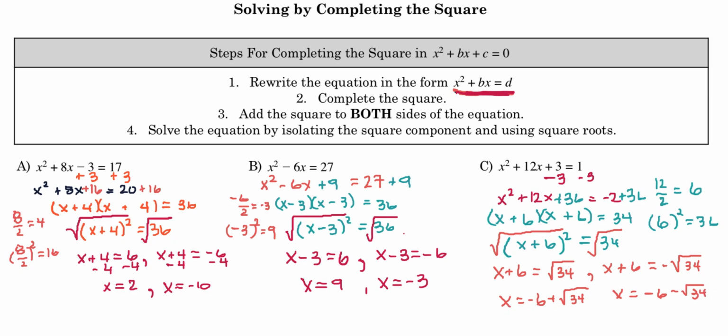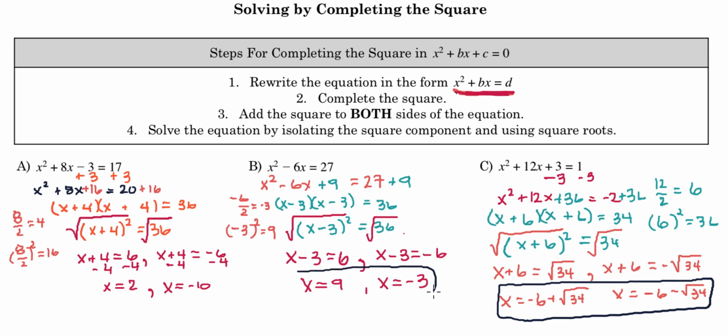So if I wanted to go back and just kind of box my answers, the answer to question C is both of those guys right there. The answer to question B, both those, 9 and negative 3. And my answers to question A are 2 and negative 10.